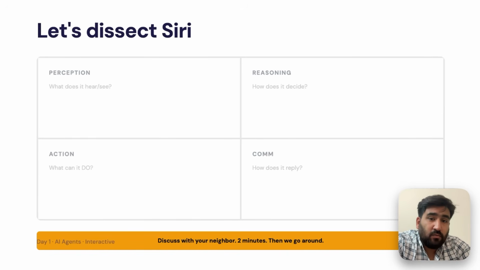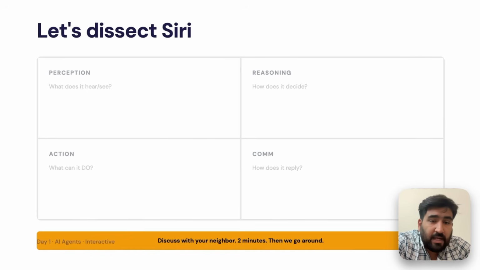So perception, what do you think? What does the agent actually see or hear? Okay, reasoning, what do you think it decides? What you actually want? Okay, then what kind of action does it take, and what kind of communication does it do? Okay, so carry that framework for the rest of your career if you are building agents.